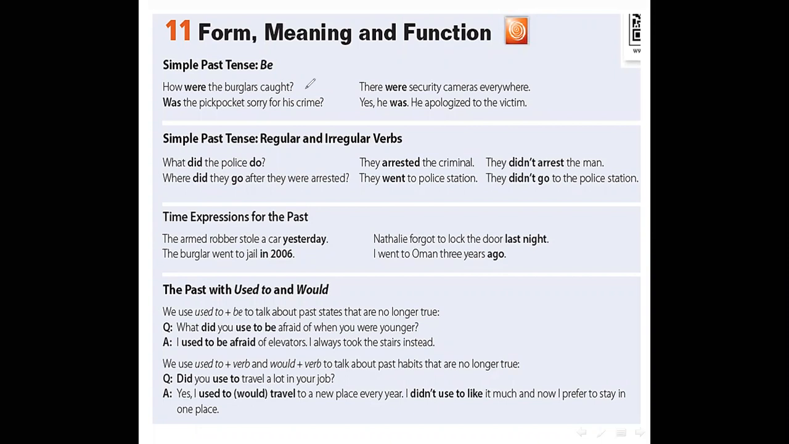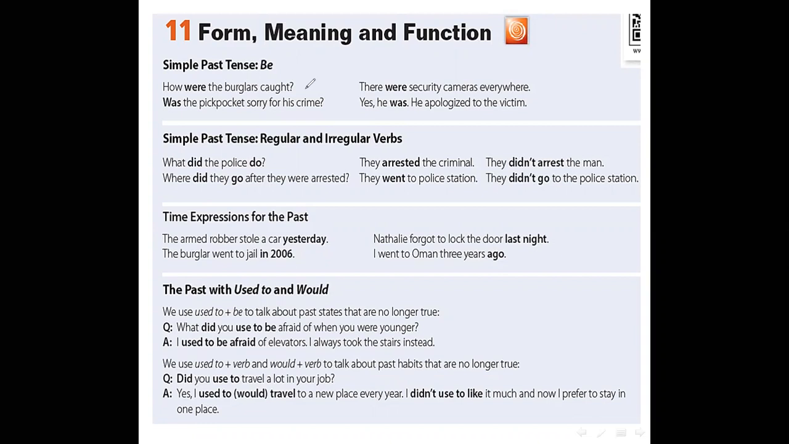Today inshallah, Mega Goal 3, we will complete Unit 2, Lesson 11, Form, Meaning and Function. Today, we will use simple past tense for verb to be, simple past tense for regular and irregular verbs, and we will identify the time expression for the past and use the past with used to and would. At the end, we will use the past progressive.